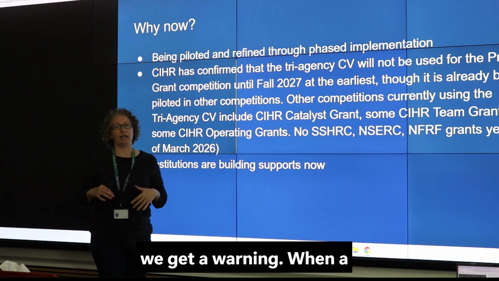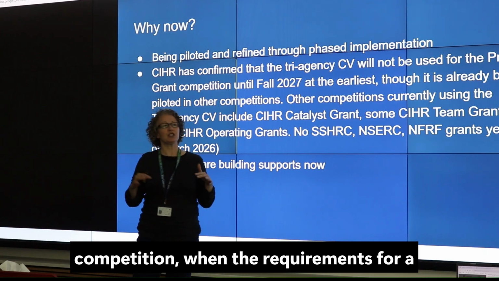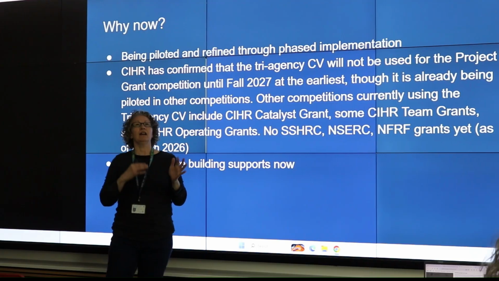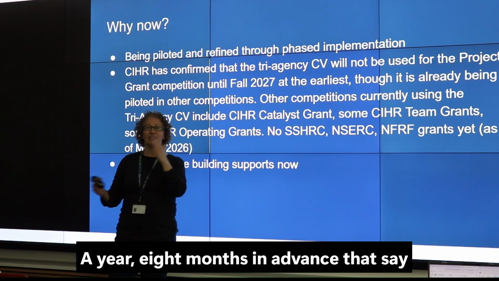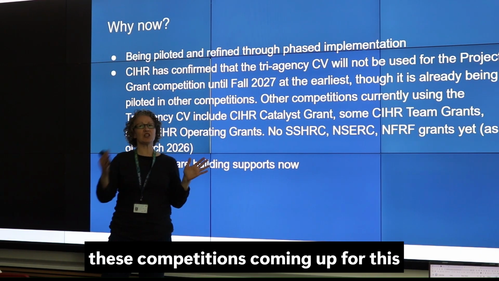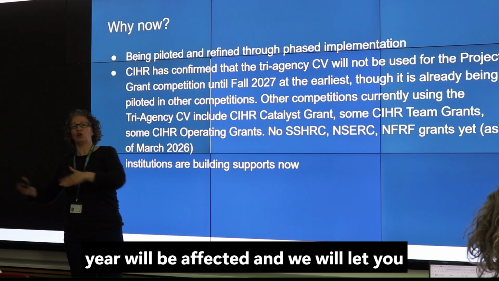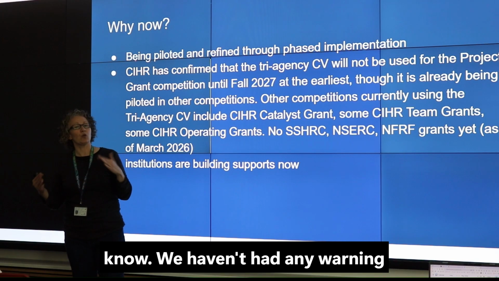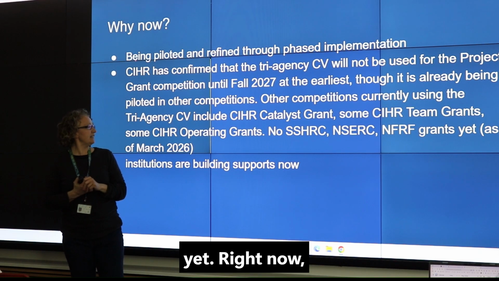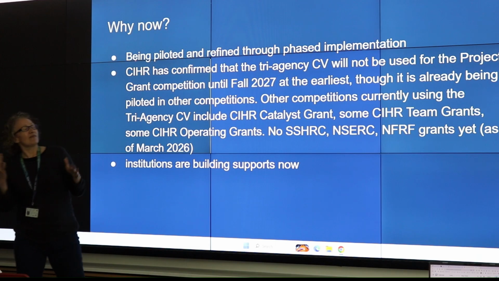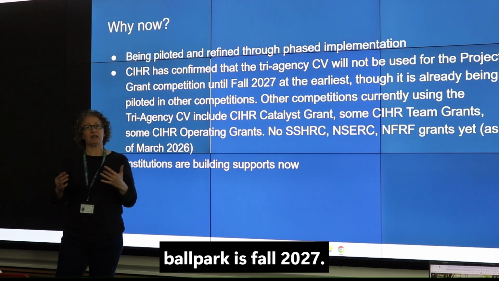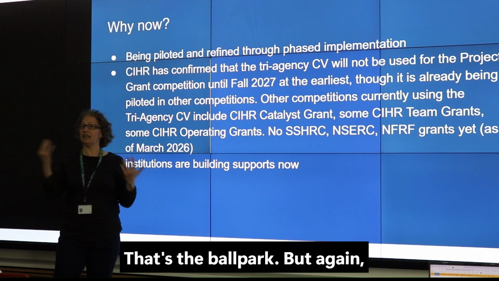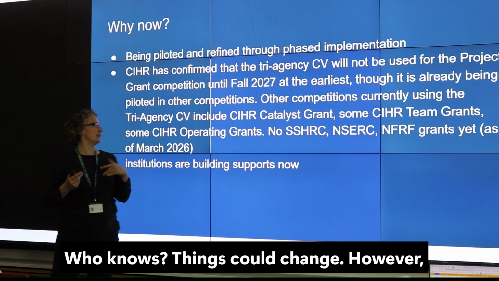Usually when the requirements for a competition change, we get a warning a year, 8 months in advance that says these competitions coming up for this year will be affected, and we will let you know. We haven't had any warning yet. Right now, ballpark is fall 2027. That's the ballpark. But again, who knows, things could change.